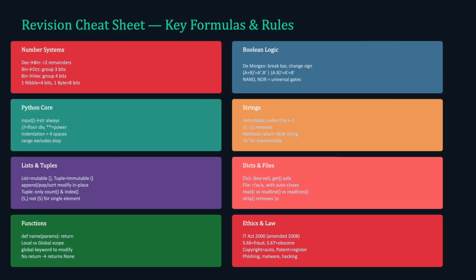Single element needs a comma. Dict dot get is safe, traversal with items. Files: r reads, w overwrites, a appends, with auto closes. Functions: global keyword needed to modify. Ethics: IT Act 2000. Copyright is automatic.